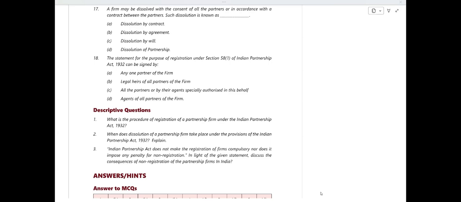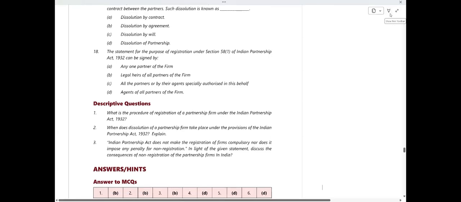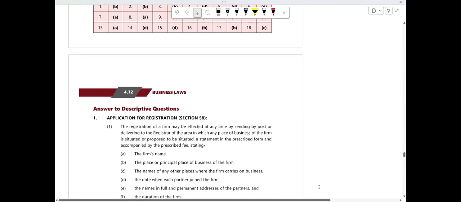Then you have to take the approval. It will be written in the registrar of firms. The name of the partnership firm will be written. All this is included in your procedure. Let's see how we have to apply.